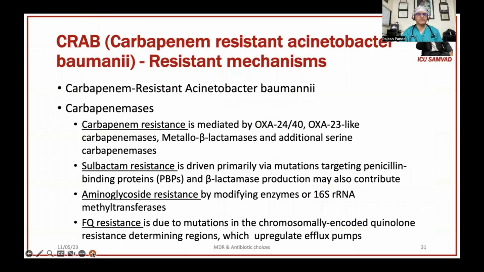The last one is CRAB. Deadly carbapenem-resistant Acinetobacter baumannii, very smart bacteria. Resistance mechanisms for carbapenem-resistant Acinetobacter baumannii: it produces carbapenemases, OXA-24/40, OXA-23-like carbapenemases, metallo-beta-lactamases, and additional serine carbapenemases. Resistance to sulbactam is primarily by mutation targeting penicillin-binding proteins and beta-lactamase production. Aminoglycoside resistance is by modifying the 16S rRNA in the ribosome. And fluoroquinolone resistance is due to mutation in chromosomally encoded quinolone resistance-determining regions, as well as upregulation of efflux pumps.